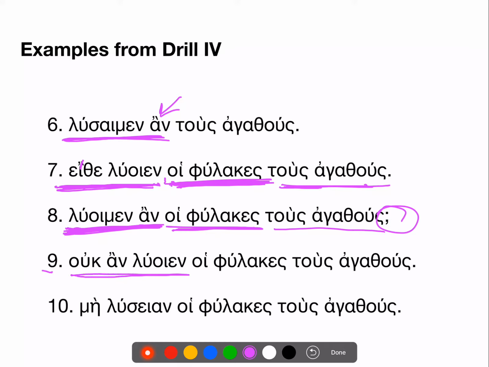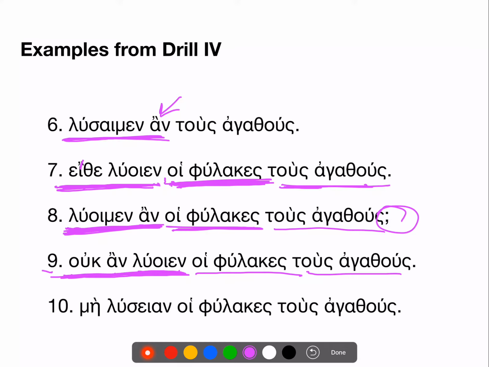Ouk an luoien hoi phulakes tous agathous. Well, now it's third person plural again. It's still a potential optative. It's got that an, plus it's got ouk. Remember, ouk with the potential optative, mē with the optative of wish. So how about the guards might not be freeing the good men? Or the guards could not be freeing the good men.